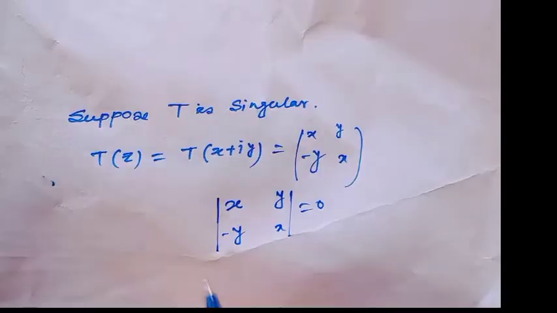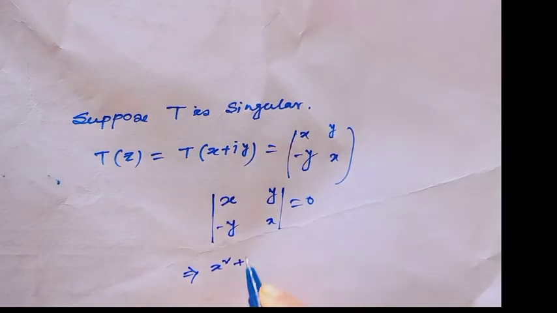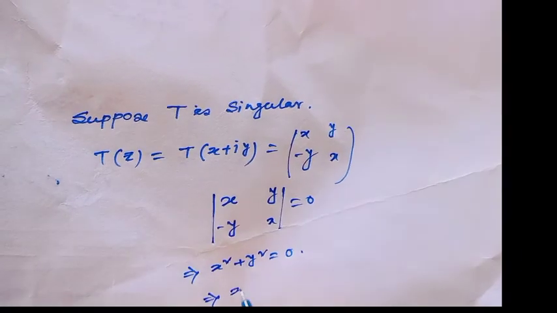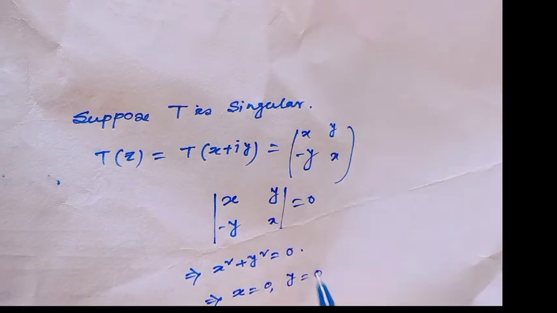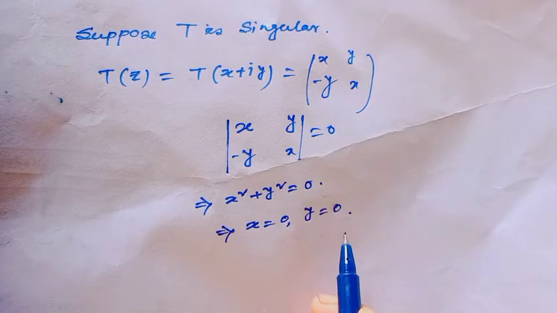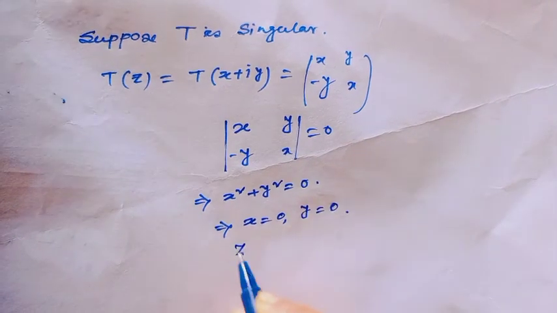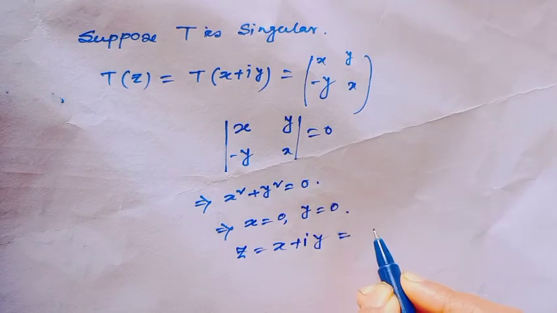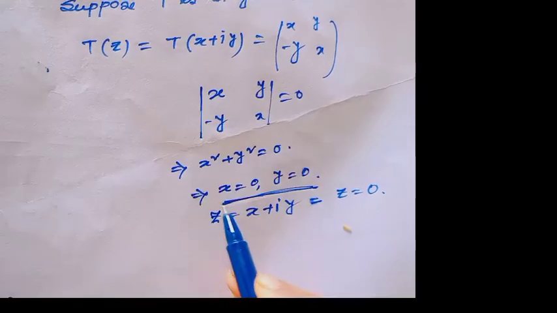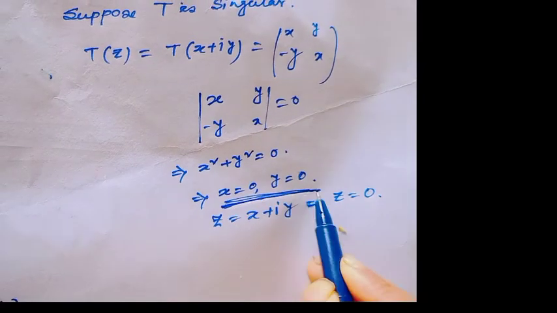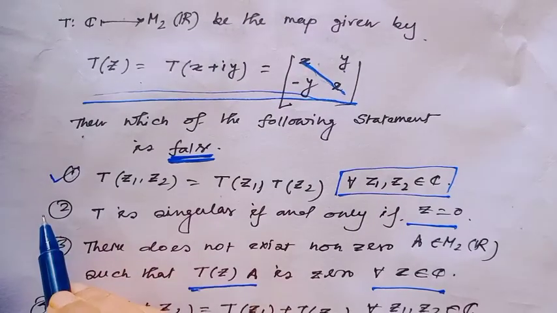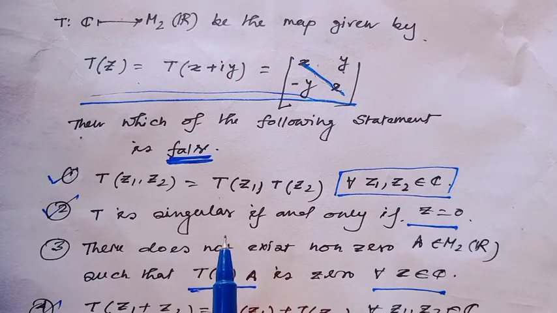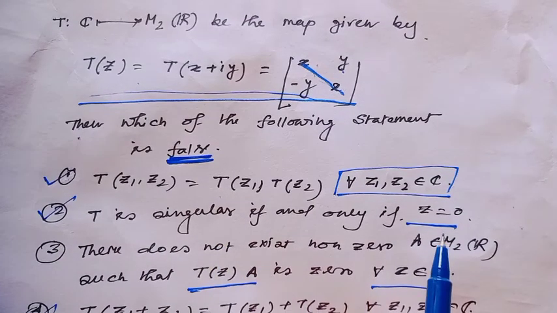equal to 0 implies x square plus y square equals 0, and x square plus y square equal to 0 means obviously x equals 0 and y equals 0. Since x equals 0 and y equals 0, and z equals x plus iy, obviously this means z equals 0. Since x and y both equal 0, option 2 is also a right option: T is singular if and only if z equals 0.